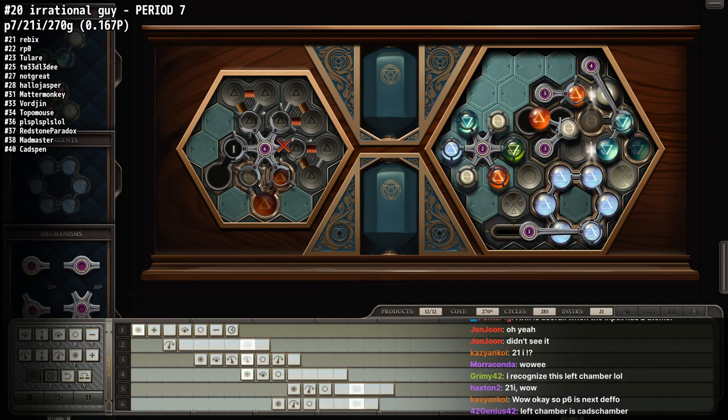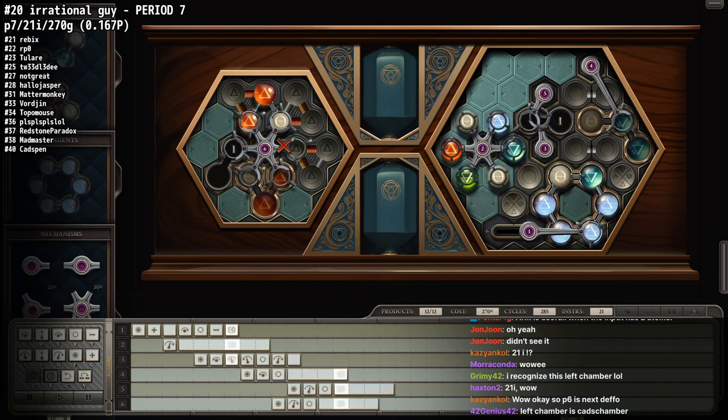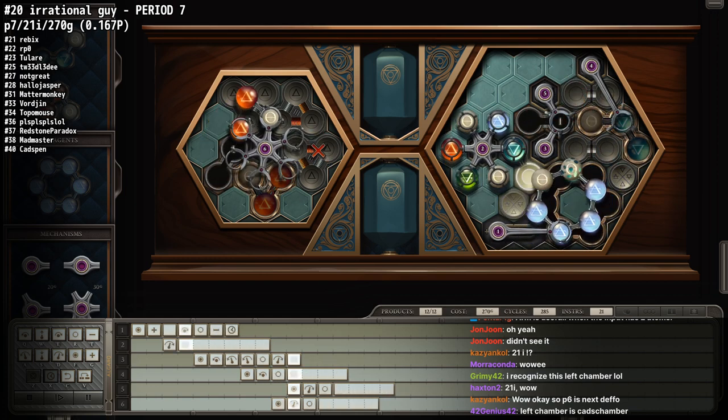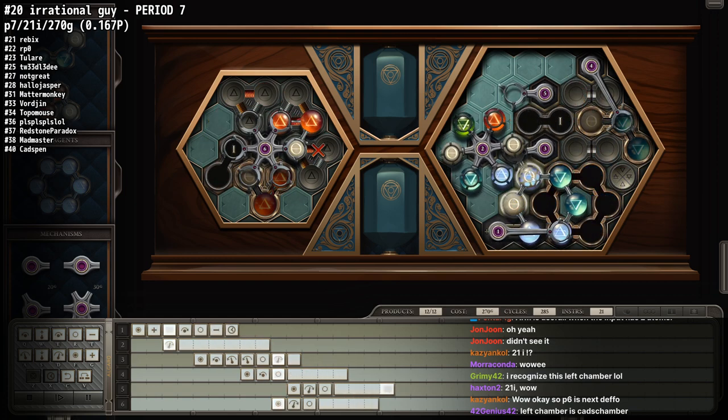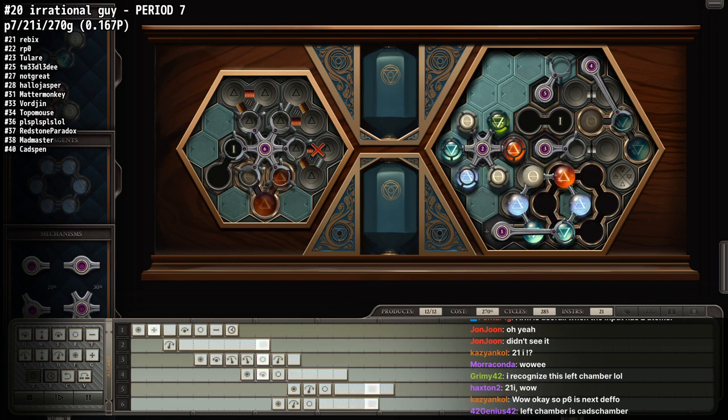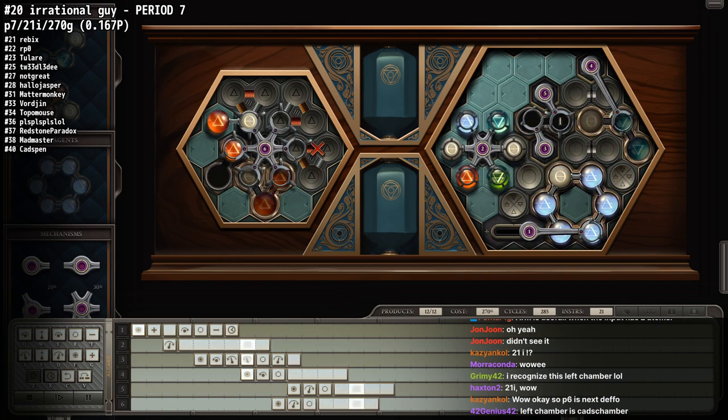Right, because it's 1/6p, so it only has to move it over one at a time instead of going over all. Cadsman's is probably slow enough that you can just do that on Cadsman's solve anyway. So period 6 was barely good enough for top 20.